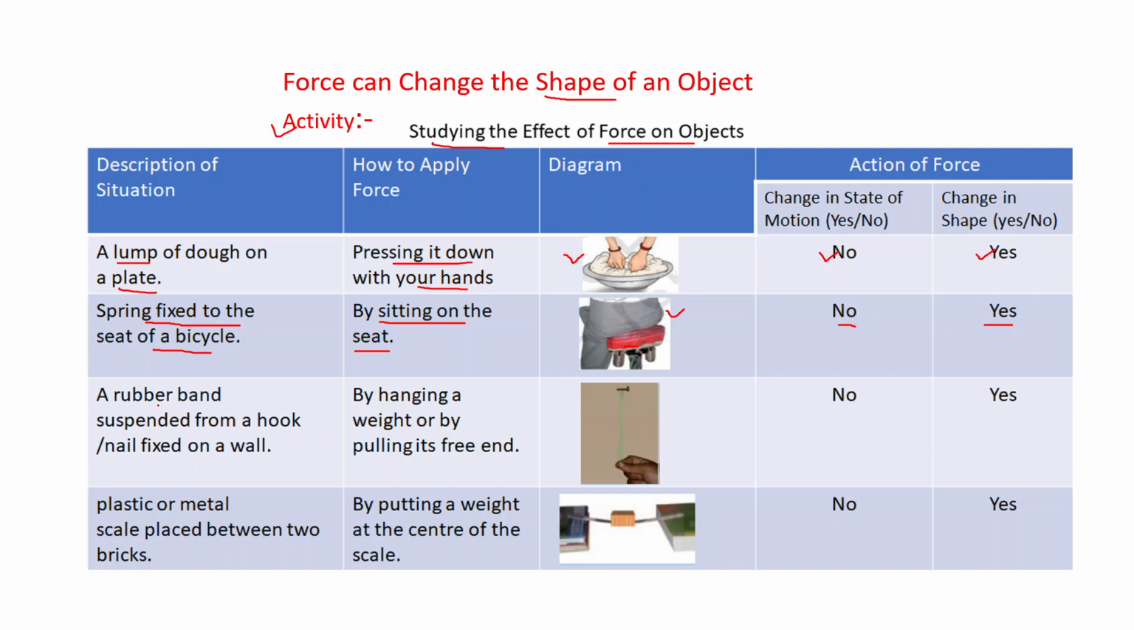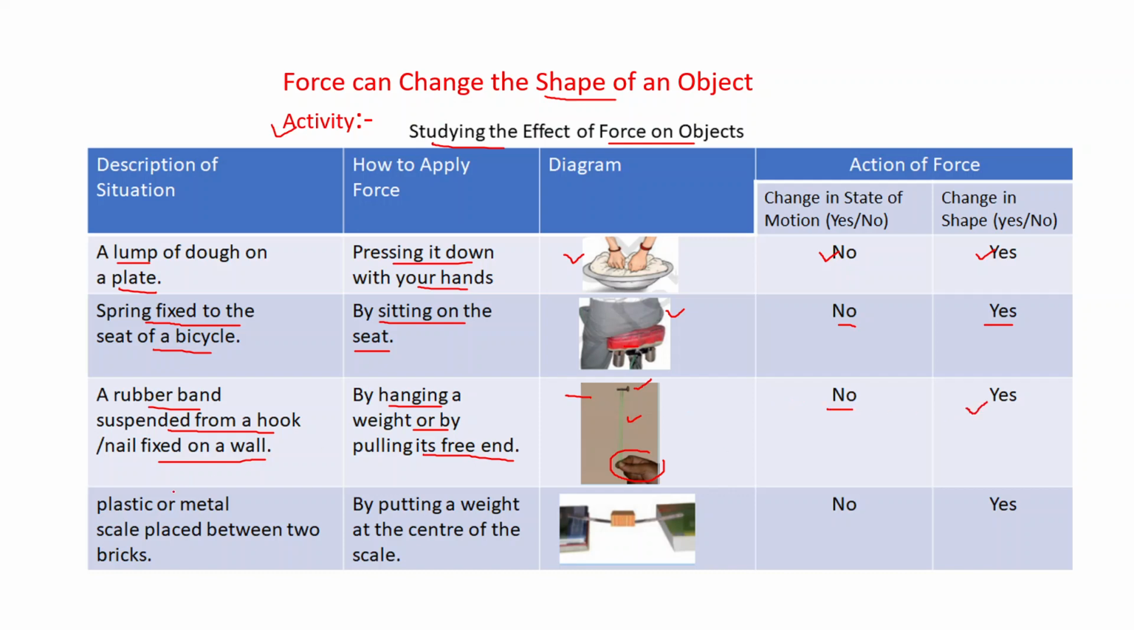A rubber band suspended from a hook or nail fixed on a wall. How can we apply the force? By hanging a weight or by pulling its free end. You can see this is a wall and this nail is fixed and the rubber band is suspended and you are pulling this. What happens? It stretched. It becomes elongated. Then change in state of motion? No. But change in shape? Yes.